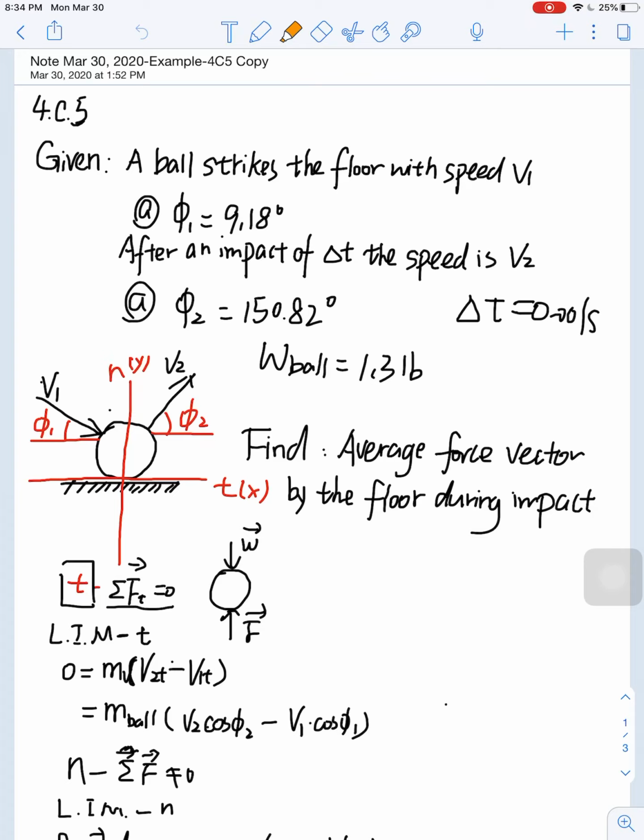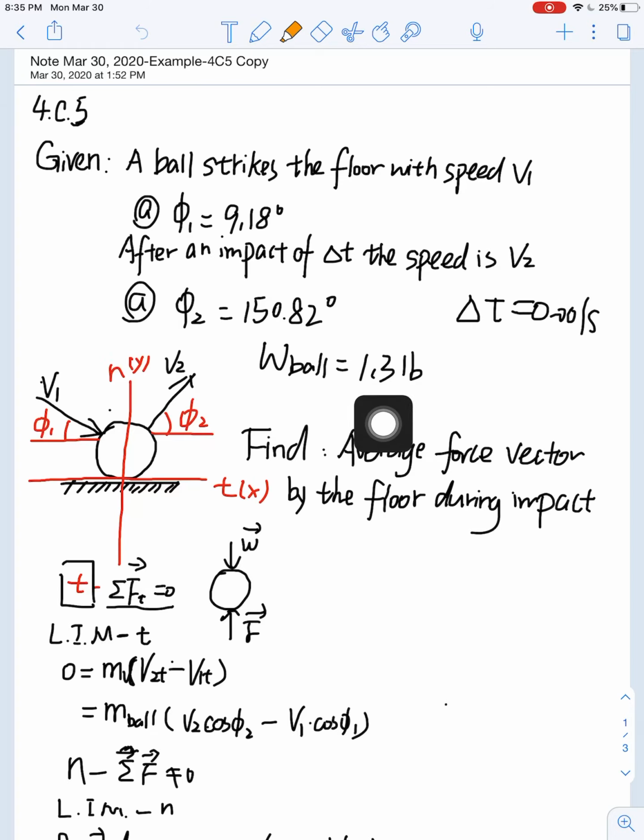Let's look at this example 4C5 together. In this example, we know a ball strikes the floor with speed v1, and this v1 has an angle phi1 equals 9.18 degrees. That's this v1 here. And after impact of delta t, the speed is v2, and the angle of the speed v2 is phi2 equals 150.82 degrees. That's v2.